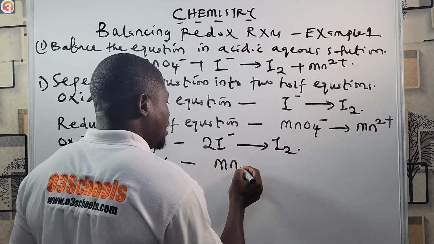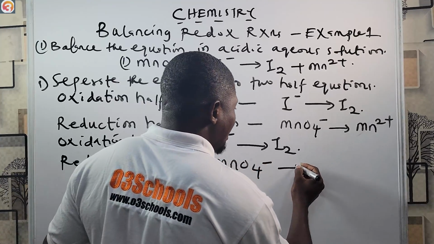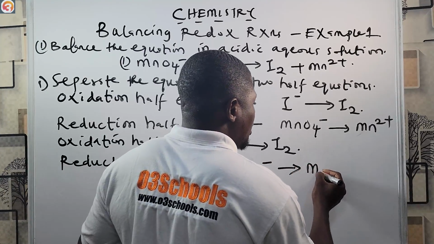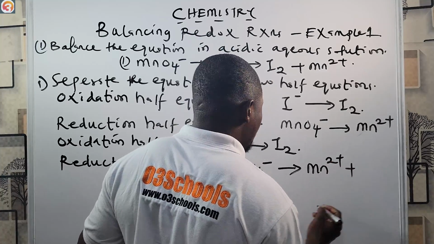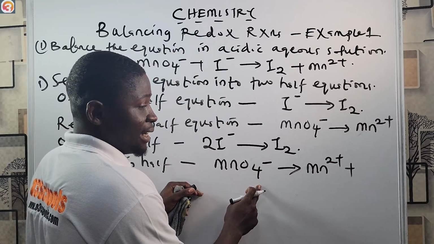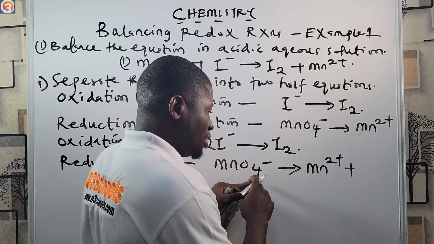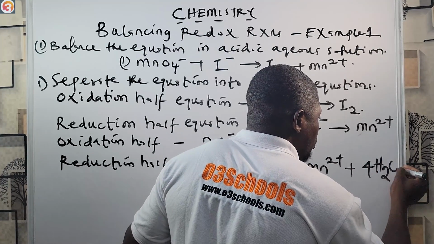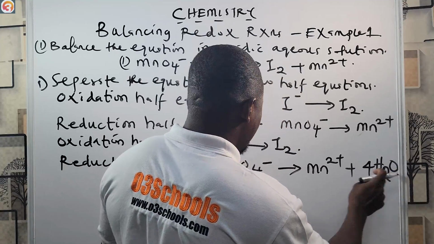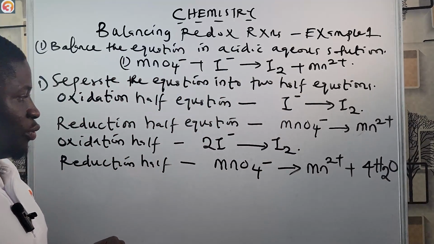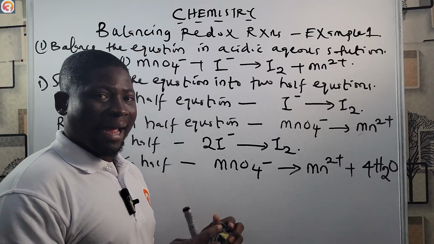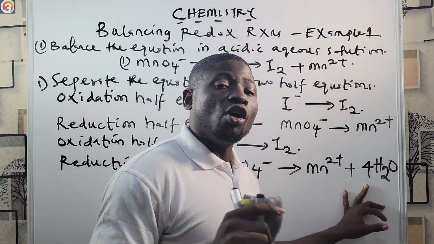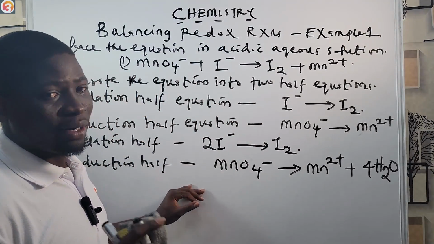So I'm going to have MnO4 minus, then that will give us Mn2 plus, then plus what now? How many water molecules are we going to add? I'm going to have 4 water molecules because there are 4 atoms of oxygen here. I'm going to have 4 H2O, so that there are 4 atoms of oxygen here and 4 atoms of oxygen here. So we have balanced the reduction half by adding the appropriate number of water molecules to the other side.